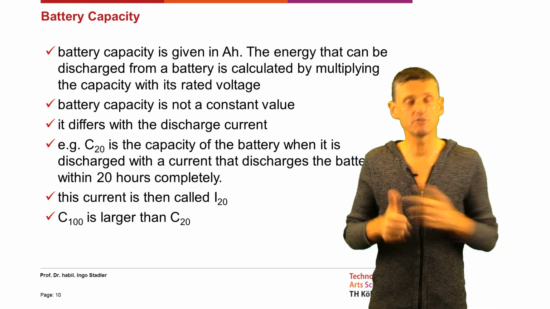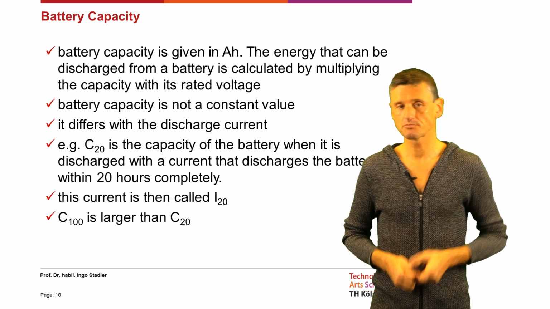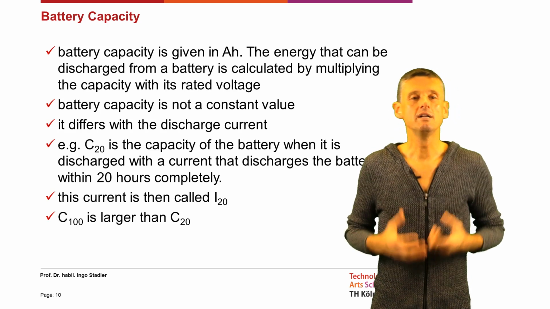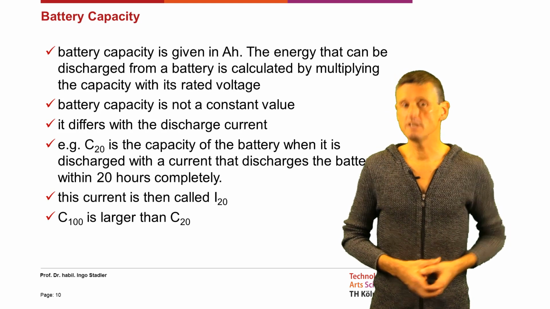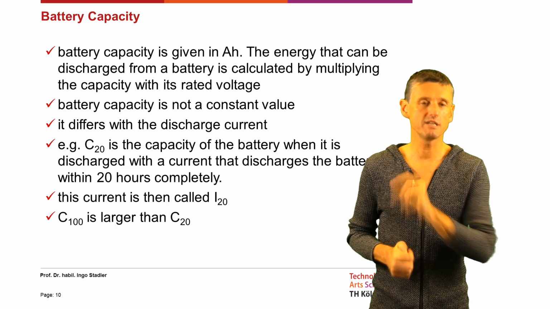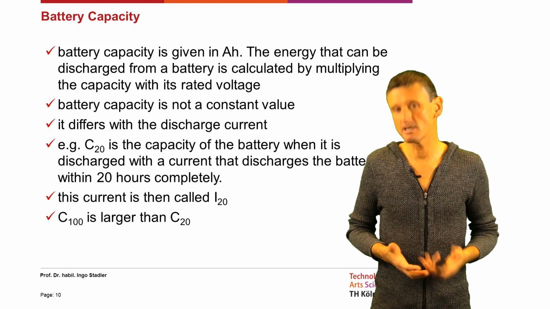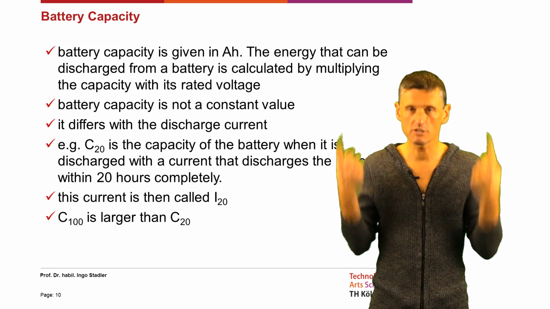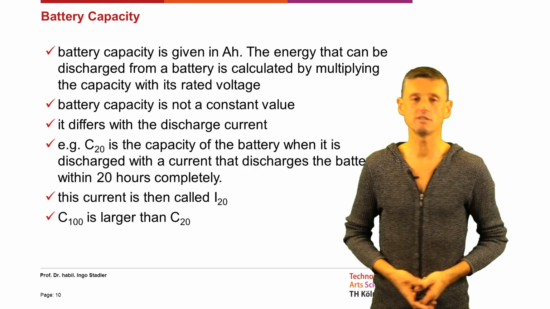The capacity is not a constant value, it differs with the discharge current. For example, the C20 is the capacity of the battery when it is discharged with a current that discharges the battery completely within 20 hours. And this current is then called the I20. As a consequence, the C100 is larger than the C20.